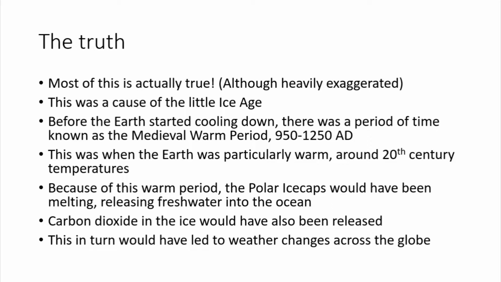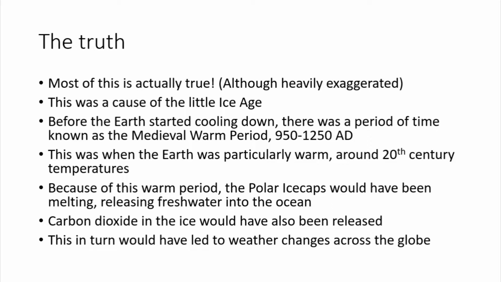You see, before the Earth started cooling down in the Little Ice Age, there was a period of time known as the Medieval Warm Period, 950 to 1250 AD. This is when the Earth was particularly warm. It was around the same level as 20th century temperatures. Because of this warm period, the polar ice caps would have been melting, releasing fresh water into the ocean. Not only that, but also glaciers up on the mountains and all the tundra up north.